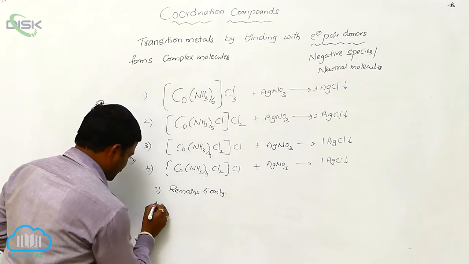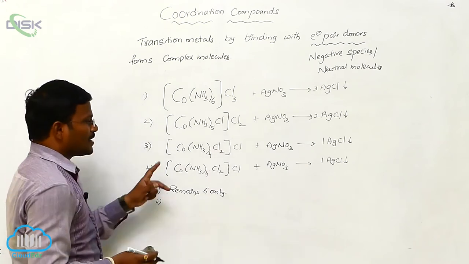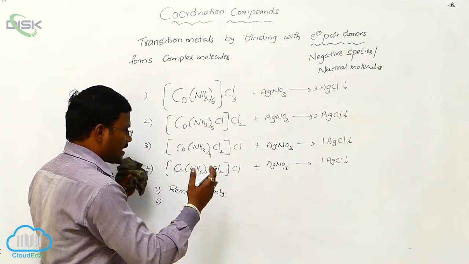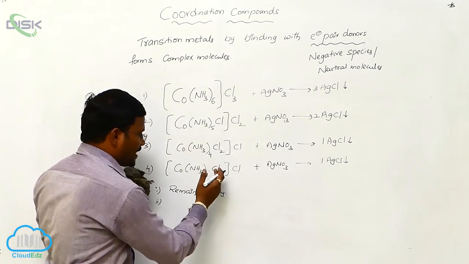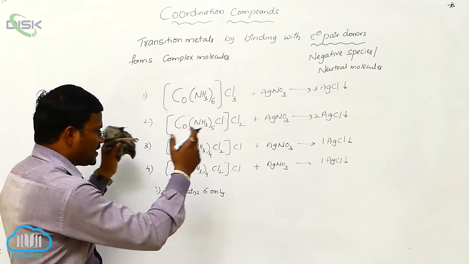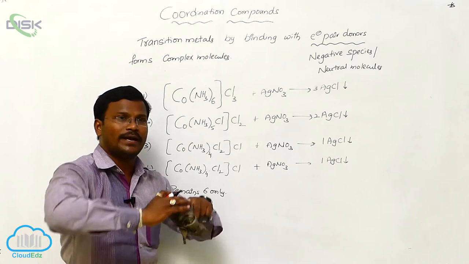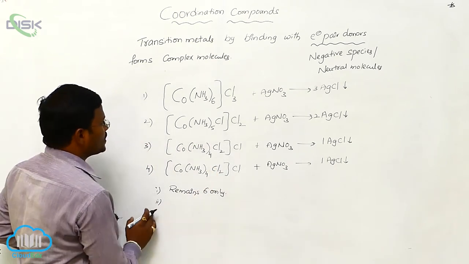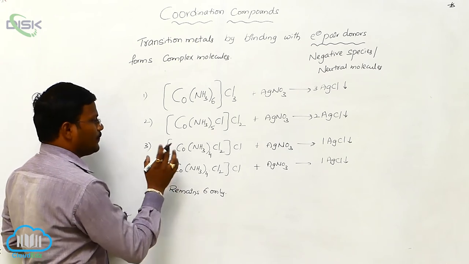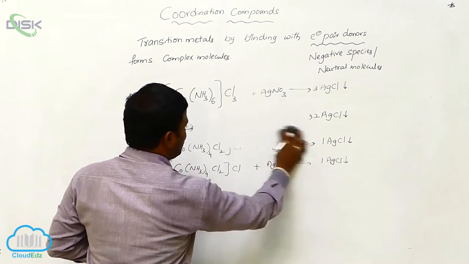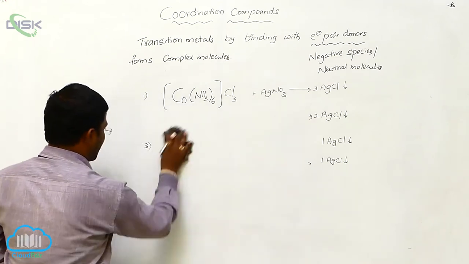Next one, during the chemical reactions, they don't dissociate. That means the negative species or the neutral species included in the square bracket don't escape from the square bracket or the sphere. So these are the two conditions or considerations that we identify during the chemical reaction of these complexes with silver nitrate.